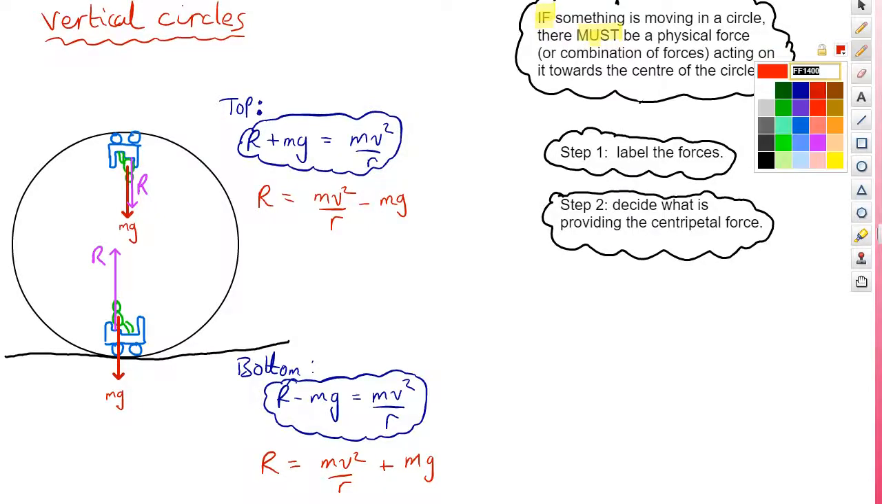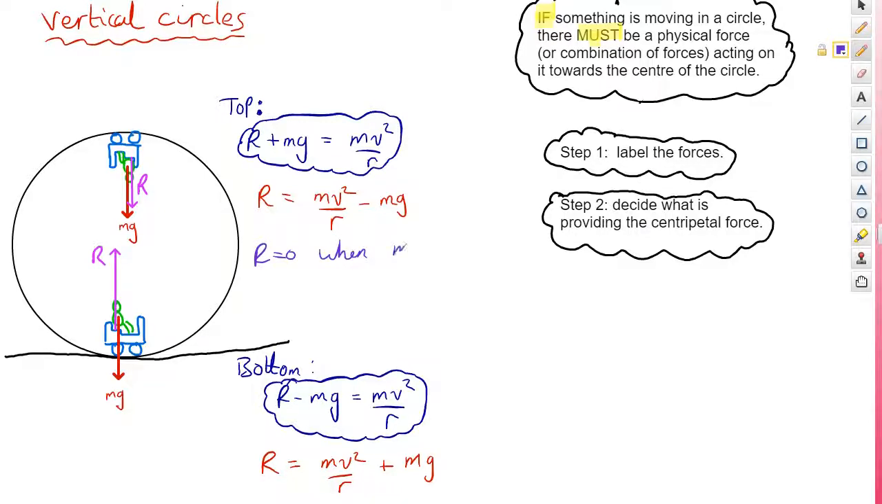And we can take this a step further, because we can see that if I go slow enough, then the reaction force will actually become 0. So R is 0 when mv squared over r equals my weight. In other words, when my weight is just enough to provide the centripetal force on its own, I'm going to experience no push. I'm not going to be pushing onto my seat at all, so I'm going to feel kind of weightless for a moment there. And roller coasters are designed to make that happen. If you've been on any kind of roller coaster, you'll know that sort of feeling.